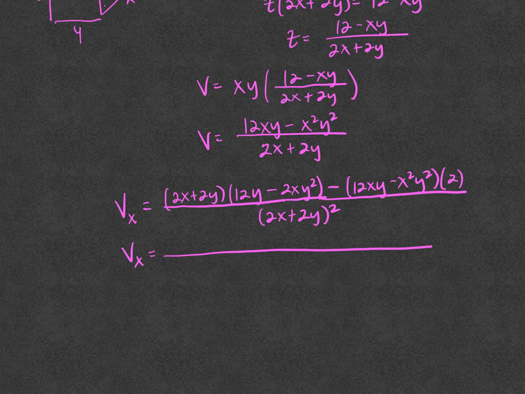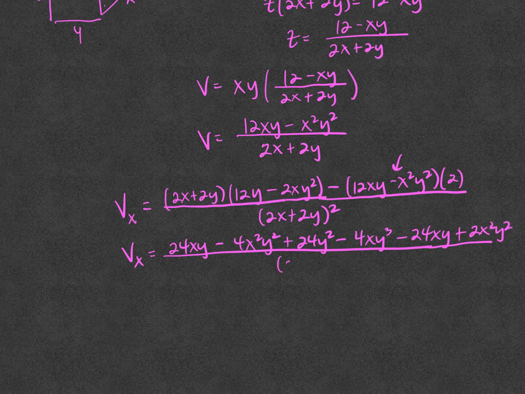So let's FOIL the front, and we get 24xy minus 4x squared y squared plus 24y squared minus 4xy to the third, minus, pay attention to the sign here, it's going to have to change. So we have 24xy plus 2x squared y squared all over 2x plus 2y quantity squared.